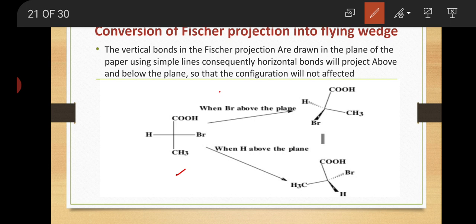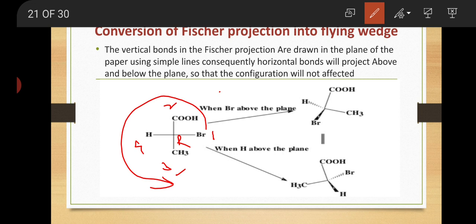Its configuration according to Cahn-Ingold-Prelog rule: bromine is first priority, COOH is second priority, CH3 is third priority, and hydrogen is fourth priority, which is on a horizontal line. The 1, 2, 3 direction is anti-clockwise. That's why it is R configuration, because the fourth priority group is on a horizontal bond.